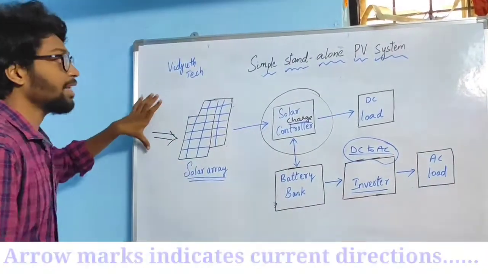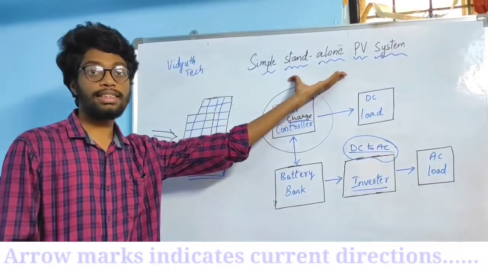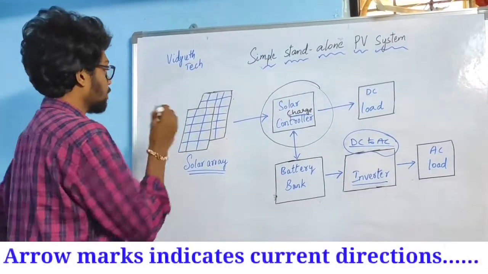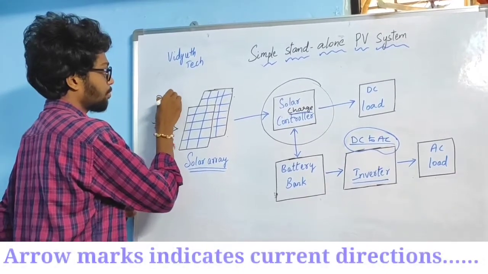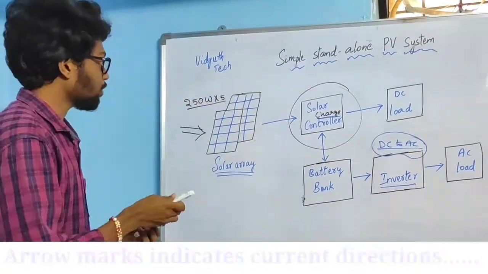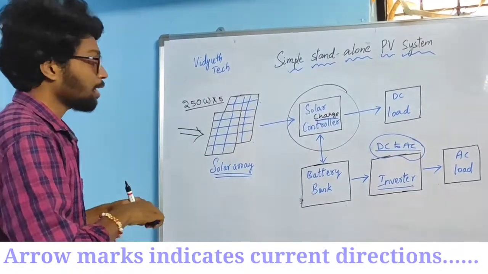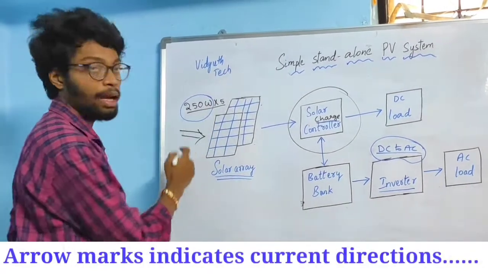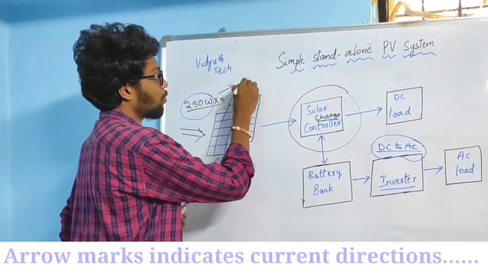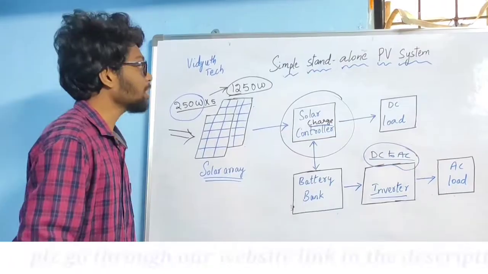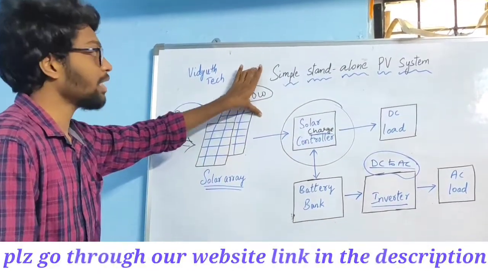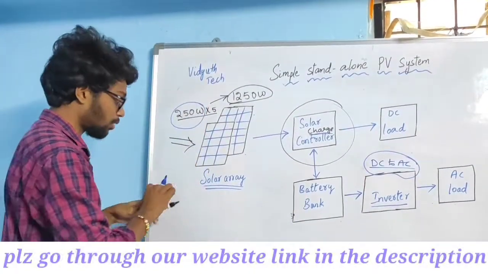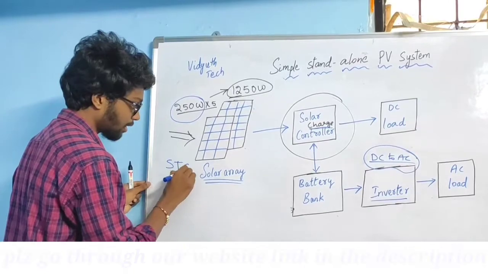Friends, for the better understanding how this standalone photovoltaic system is going to work, I am going to take 250 watts module of 5, where 250 watts is the maximum solar power that module is going to generate. So 250 watts into 5, I am going to get 1250 watts. Friends, where 1250 watts is the maximum power generated by the standalone photovoltaic system under STC conditions, standard test conditions.